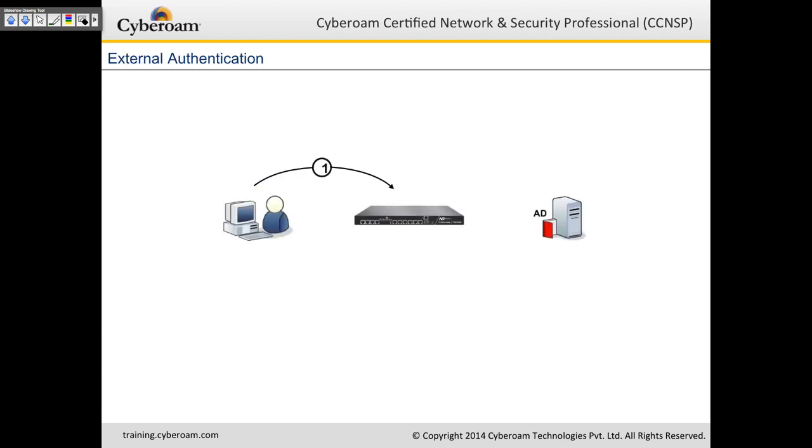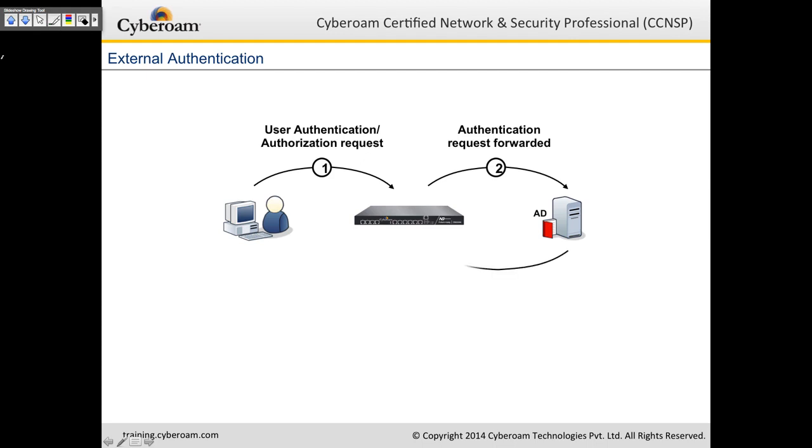In case of external authentication, when Cyberoam is integrated with any Active Directory server or any other external server, the user sends the authentication and authorization request to the Cyberoam, and the Cyberoam forwards the same to the external server, and then the authentication server sends the user authentication result, and finally Cyberoam sends the authentication response to the user and successfully authenticates the user and applies security policies on the user. In case of a failed login, Cyberoam immediately informs the user of a failed login attempt.